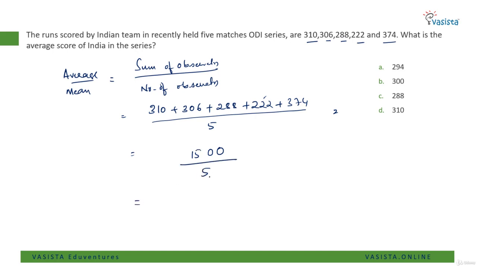If you divide it by 5, you are going to get 300. So the average score of India in that particular series is 300. Option B is the right one.